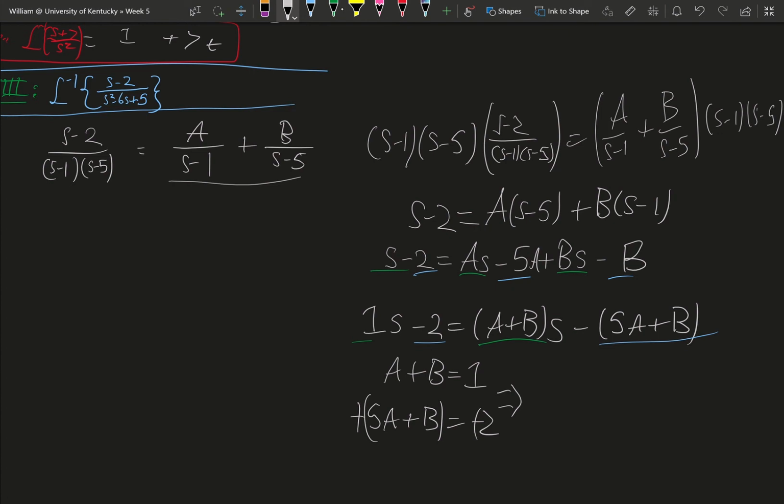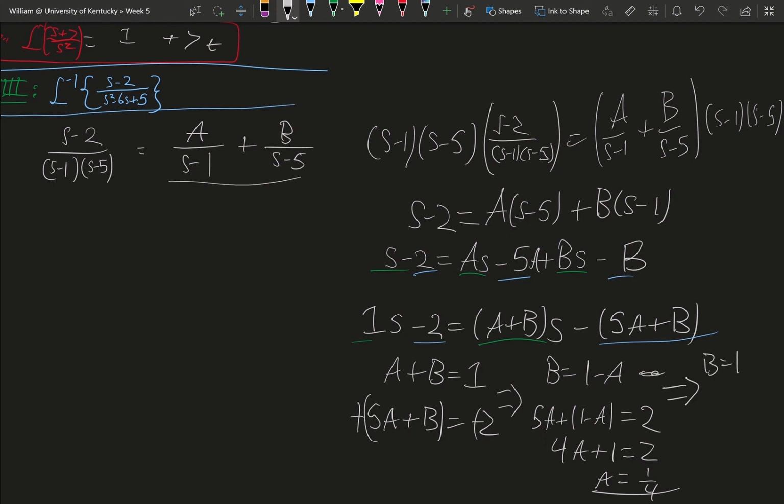And now I can just go ahead and solve. So I'll get b equals 1 minus a. 5a plus 1 minus a equals 2. And so 4a plus 1 equals 2. Solving for that gives me a equals 1/4. Plugging that back in here, I get b equals 1 minus 1/4. So b equals 3/4.